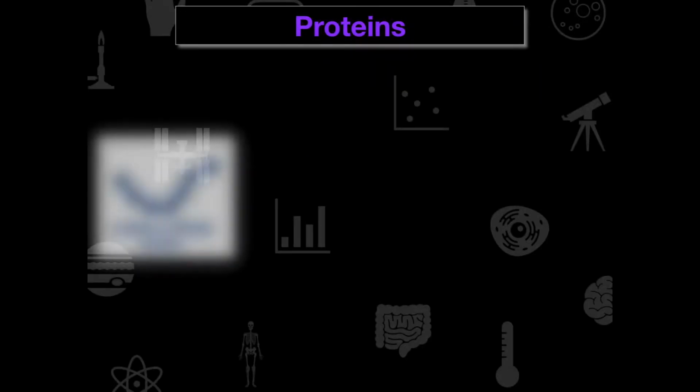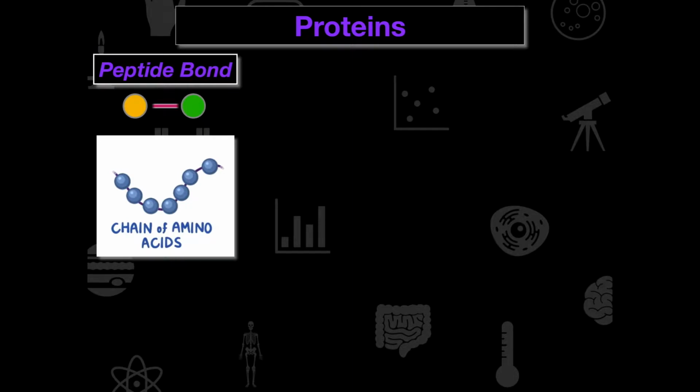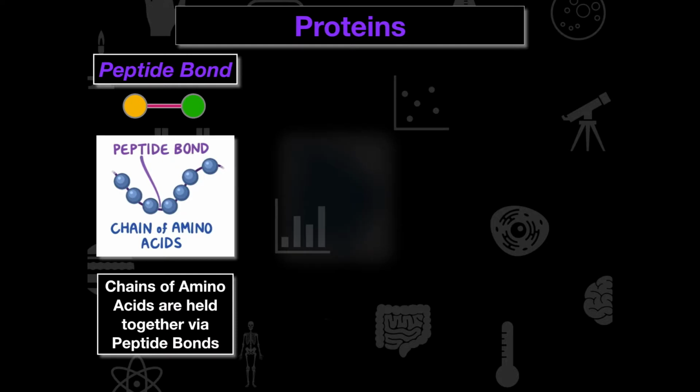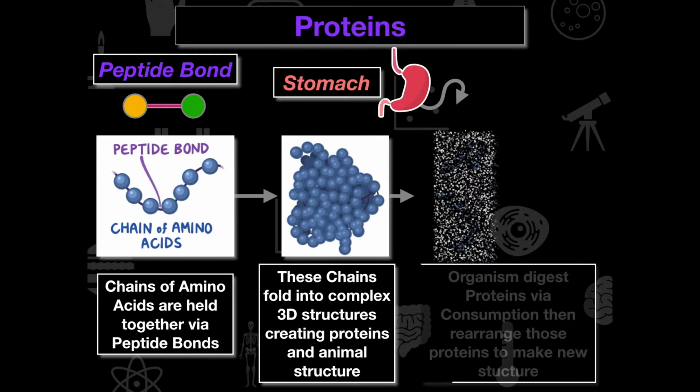So when we discuss proteins, we have amino acids, and these are going to create chains of amino acids, and we call these polypeptides. Polypeptides are chains of amino acids held together via peptide bonds. Now, as we continue, these chains are going to fold into complex 3D structures that we know as proteins in animals.